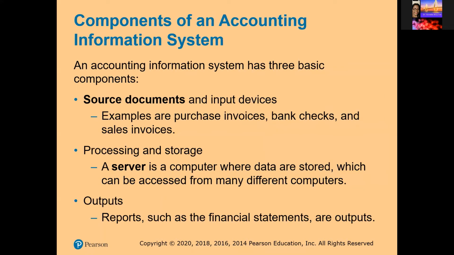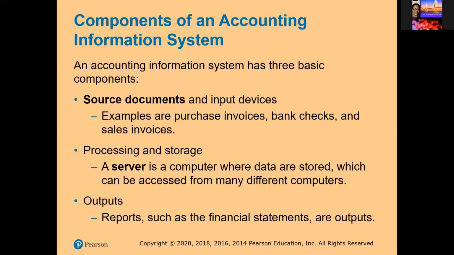Accounting information systems have three basic components: one, source documents and input devices, two, processing and storage for information, and three, outputs. All data must come from source documents, which provide the evidence and data for accounting transactions. Examples of source documents include purchase invoices, bank checks, and sales invoices. Once data have been input into the system, they must be processed. In a manual accounting information system, processing includes journalizing transactions and posting to the accounts. A computerized system, on the other hand, uses software to produce or process transactions.